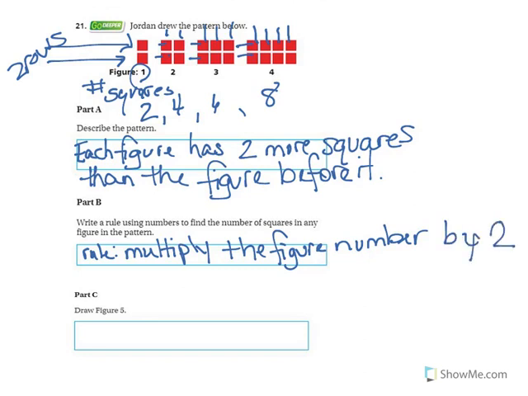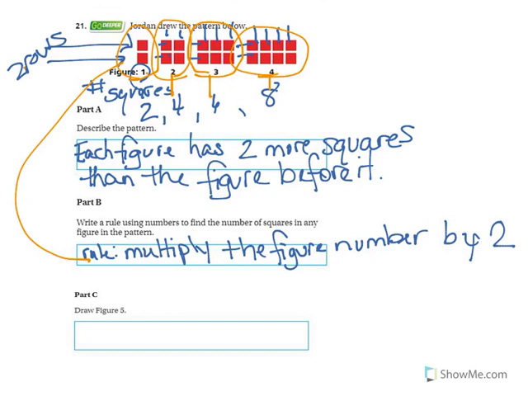So we can see that figure 1, when we multiply 1 times 2, it tells us that there's 2 squares. If we multiply 2 times 2, we get 4 squares. 3 times 2 gives us 6, and 4 times 2 gives us 8. And that is the rule that we have come up with.